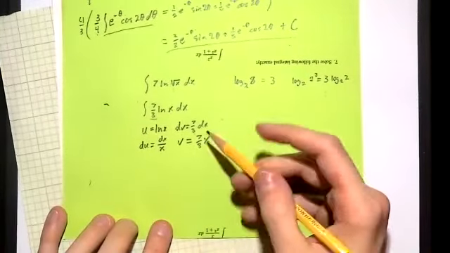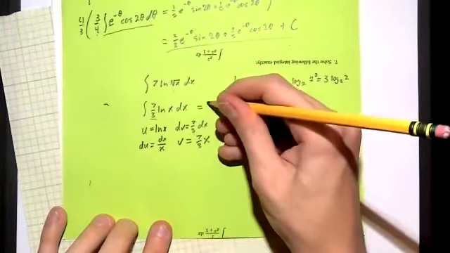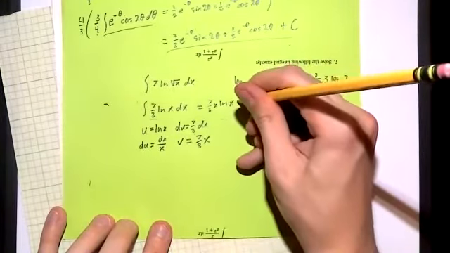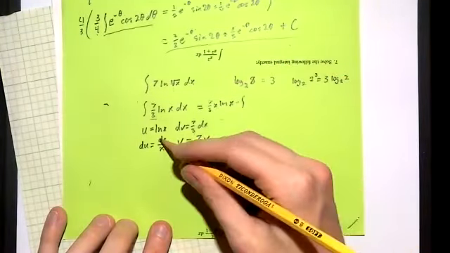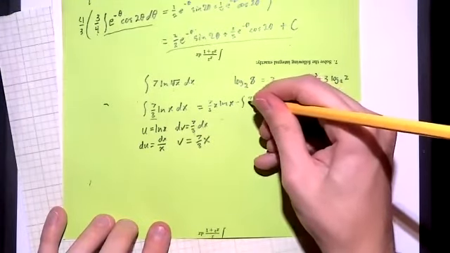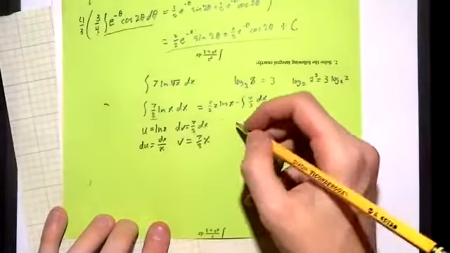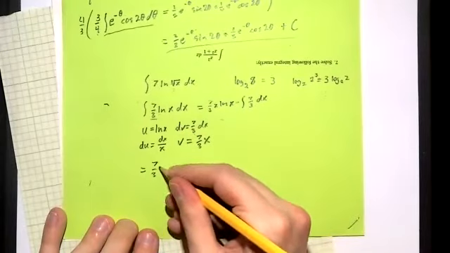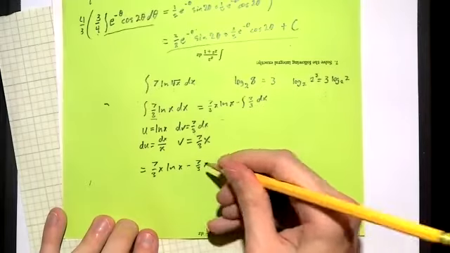From there, we just do our little solve, which is u times v, so we get 7/3 x natural log x, and then minus the integral, and then it's 7/3 x times dx over x, which simplifies to 7/3 dx, because x over x cancels to 1. And then we just get the simple equation. So this whole integral is equal to 7/3 x natural log x minus 7/3 x.